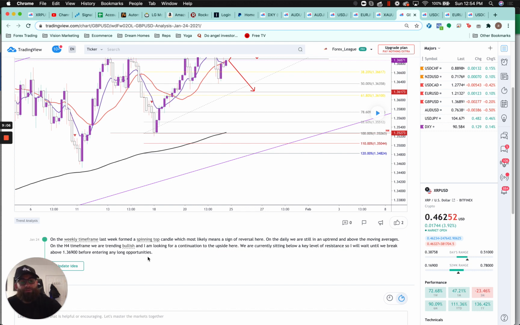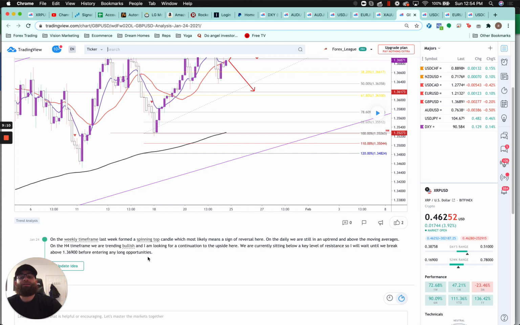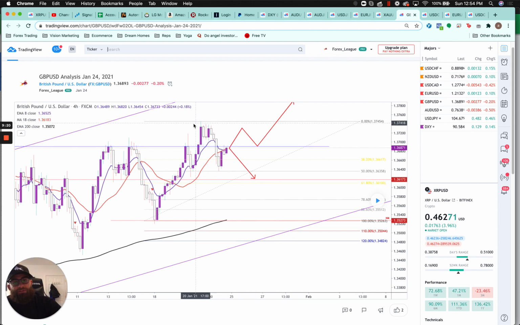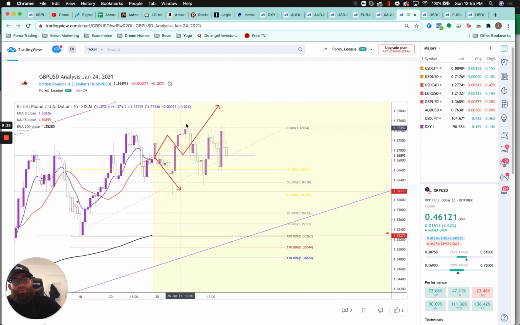We are currently sitting below a key level of resistance, so I'll wait until we break above 136,900 before entering any long opportunities. So let's go and take a look. So pretty much, guys, this was the level here, this resistance level. I was looking to see whether we break above this high. I was taking shorts every time we came into this level. So I wasn't longing unless we did get all the way above this high right here and found support.